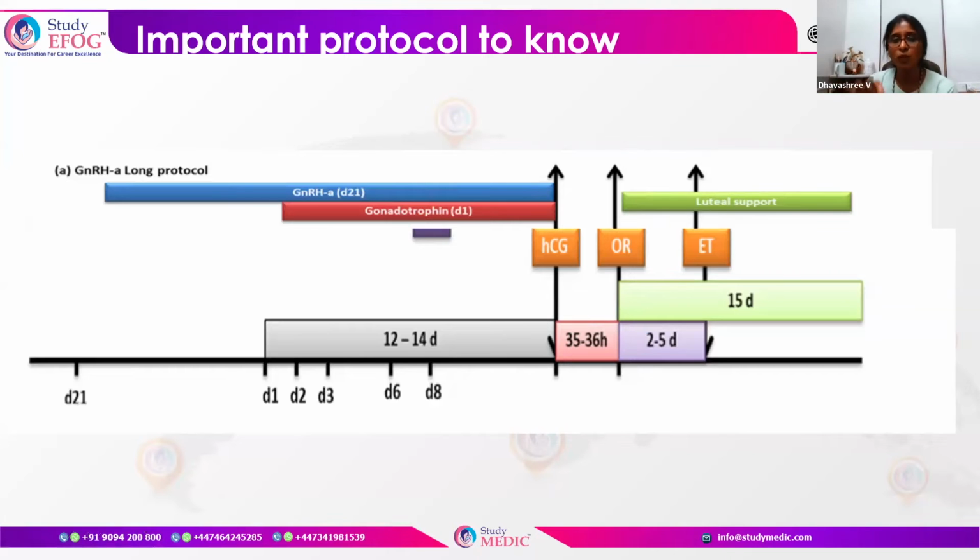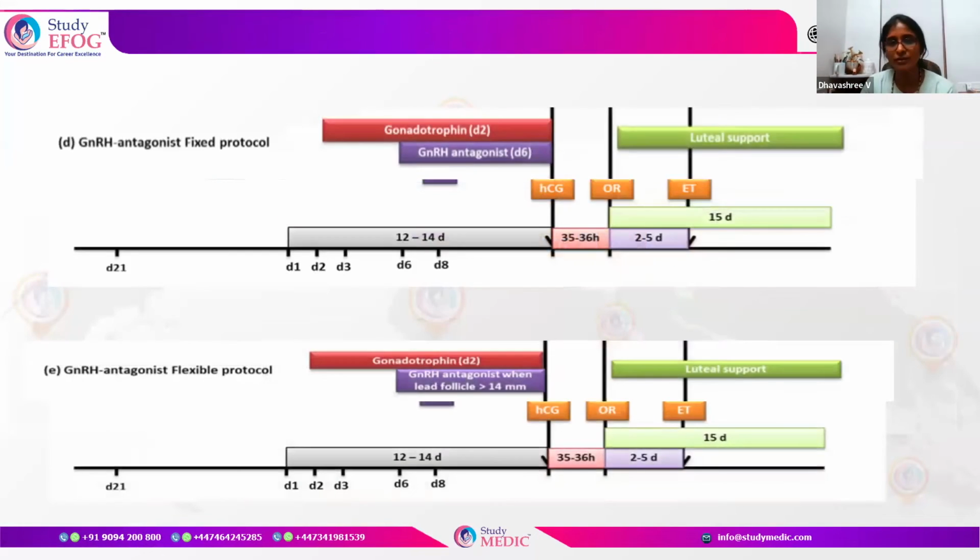So this is the gonadotrophin and GnRH agonist protocol, or the long agonist protocol, or the conventional protocol. Let us move on to the other protocols which are usually used. The next is the antagonist protocol. In antagonist protocols, we have two protocols, either fixed or flexible. Please do not worry about whether to use a fixed or a flexible.